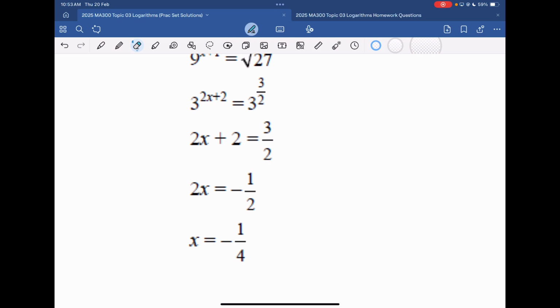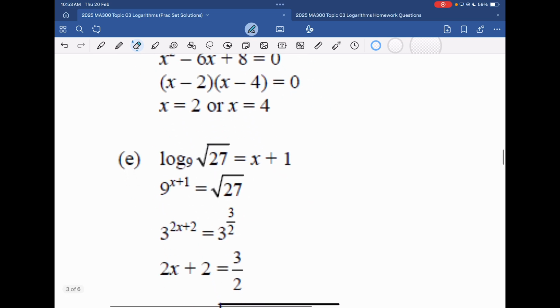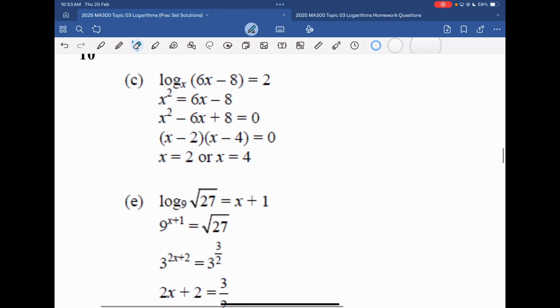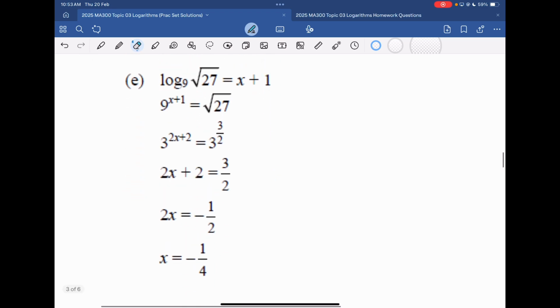So what you want to do is you might just want to check again your answer. You should try to change everything to base 3. Why is that so? Because you try to change everything to base 3. So square root of 27 is 3 to the power of 3 over 2. It's negative 1/4, okay?